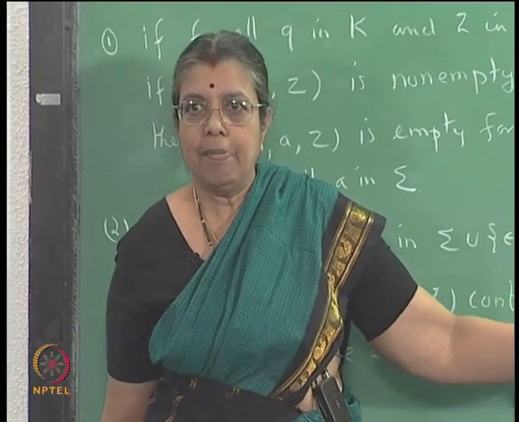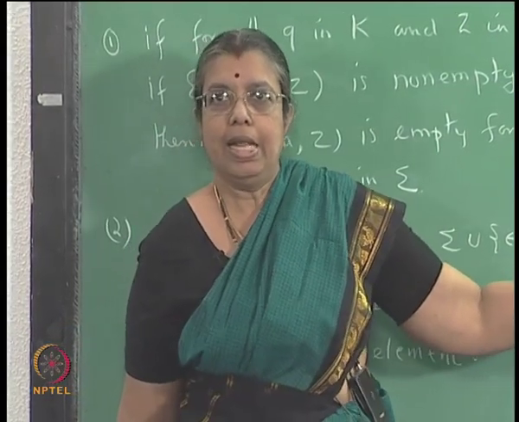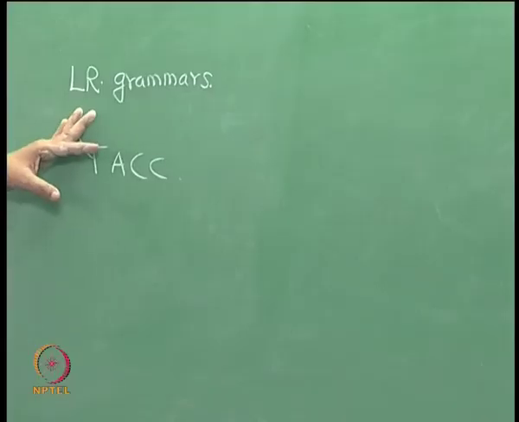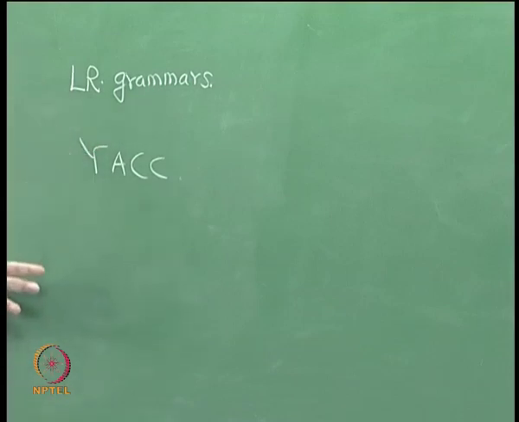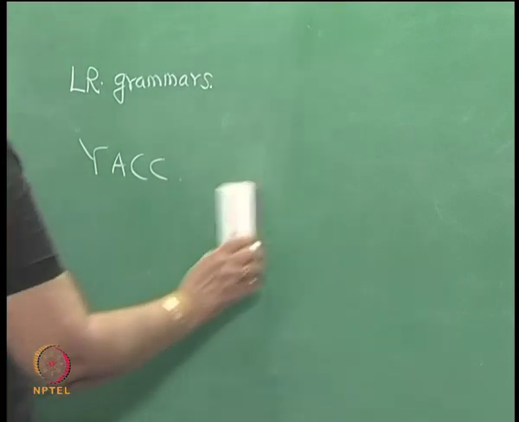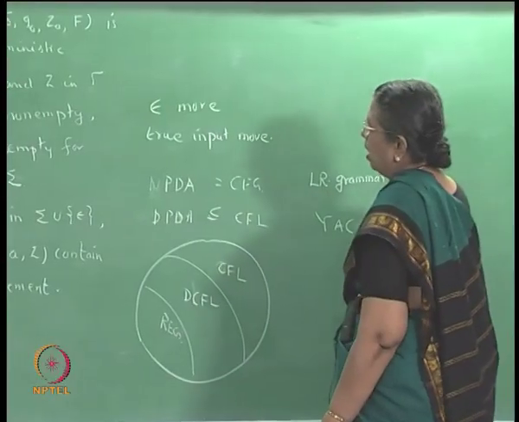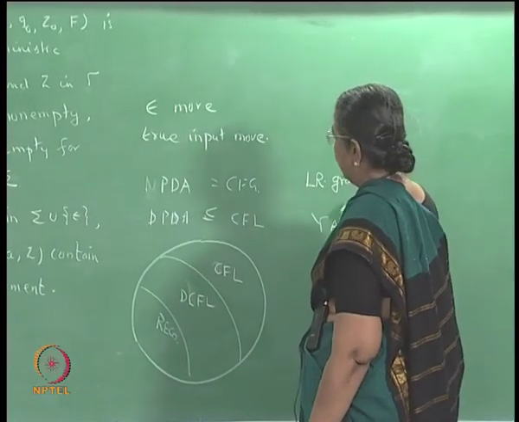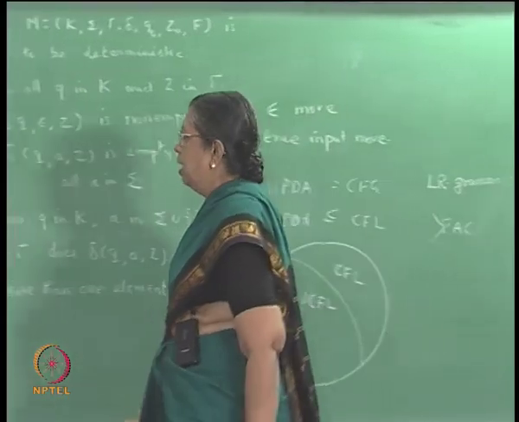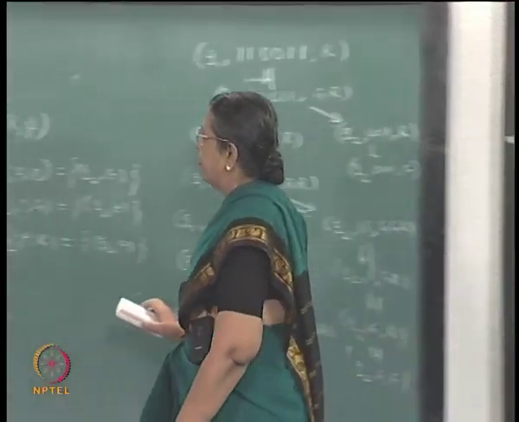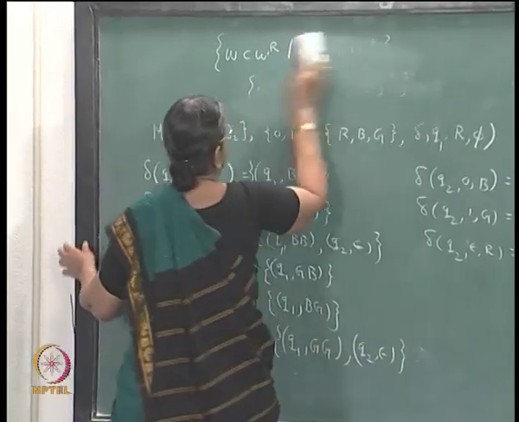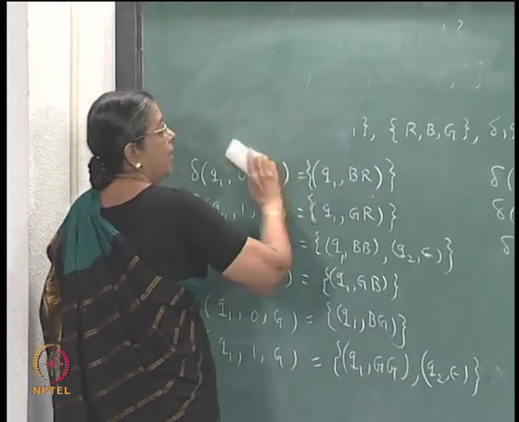If there is enough time, we will consider in detail about LR 0 tables, parsing tables, how we construct the parse tables and so on. Depending upon the time we have, we will do that. The next thing we have to consider is the equivalence of acceptance by empty store and acceptance by final state.